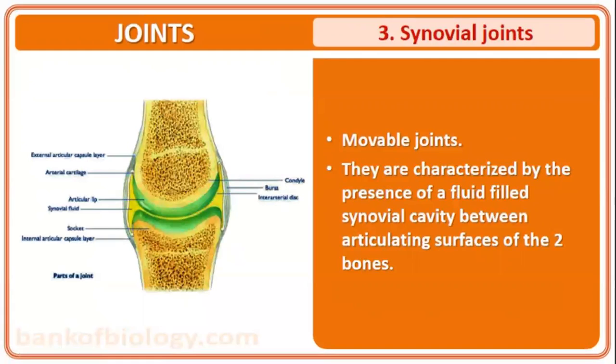So we studied the immovable joints present on the skull, the sutures of the skull. Then we have the cartilaginous joints, slightly movable, present between the adjacent vertebrae. The third type is the synovial joint, which is a completely movable joint, because you have a synovial fluid in between which prevents the bones from rubbing together due to friction. They are characterized by the presence of a synovial cavity filled by synovial fluid, articulating the bones between the two surfaces.